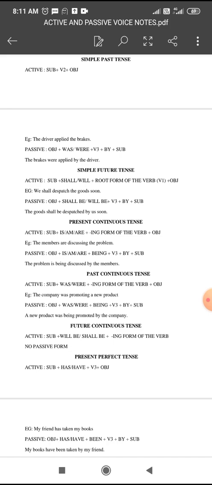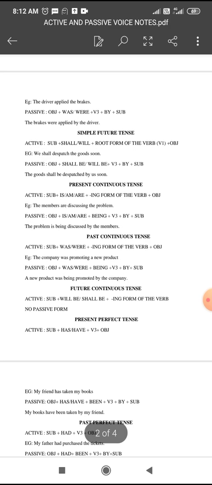Now let's move on to future tense, simple future tense. The active form is subject comes first, then shall or will plus V1, that is the root form of the verb, plus object. We shall dispatch the goods soon. And the passive construction will be: the object will come first, then shall or will as it is, then we have to use the word be, that is, be plus V3 plus by plus subject. For example, the goods shall be dispatched, the V3 form of dispatch is dispatched, by us soon.